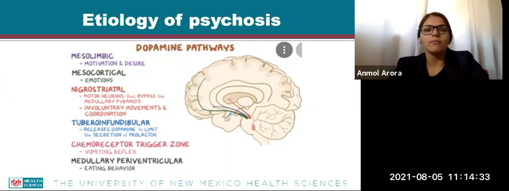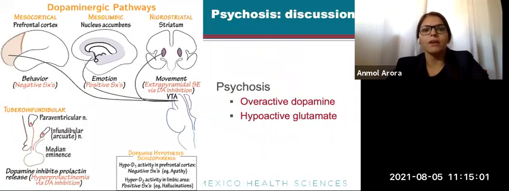Mesolimbic is the one that's more included in the motivation and desire of a patient's ability to do daily activities, their ability to want to do something and actually enjoy that. The mesocortical pathway is the one that is involved in emotional expression. So as you may imagine, I'm gonna go to the next slide so I can talk a bit more.